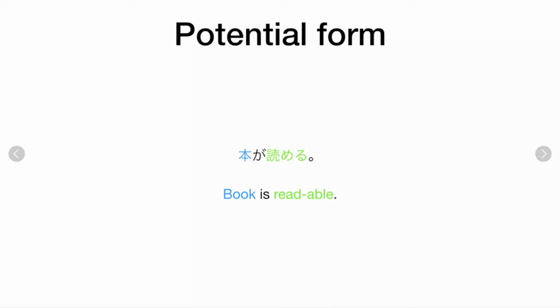So if you say hon ga yomeru, hon was book, hon ga yomeru, the book is readable, or book is read can. You can read the book. If you say watashi wa yomeru, as for me, readable. I can read the book.